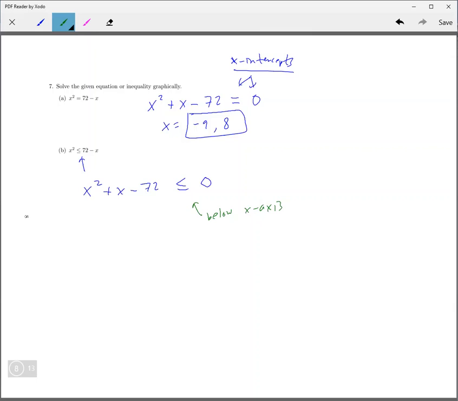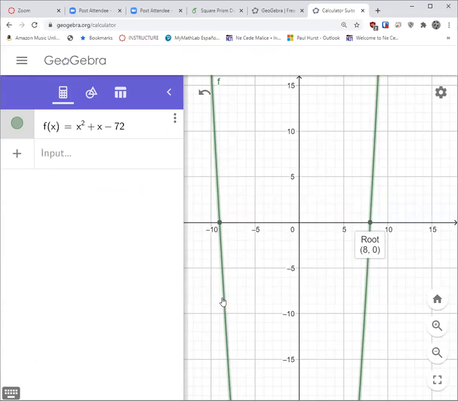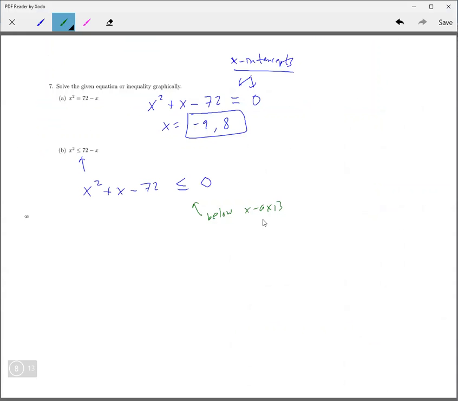If we go back over to the graph, we can see that it's below the x-axis all the way from here to here. Because it's below, and it comes back up, it's still below. So from -9 to 8 is the answer to that one. That's going to be from -9 to 8, including -9 and including 8.